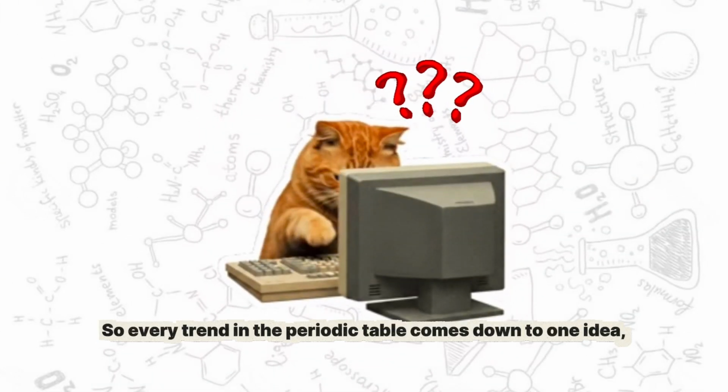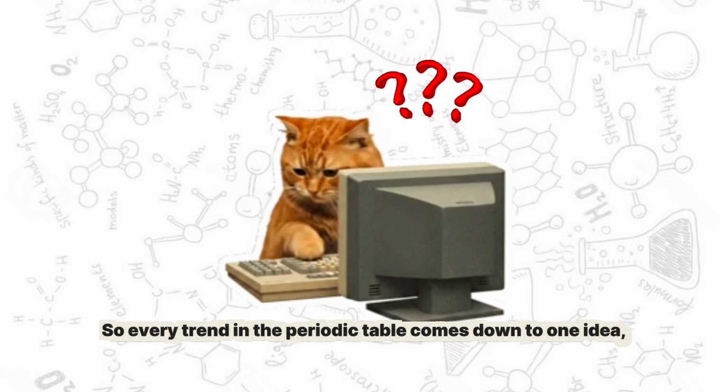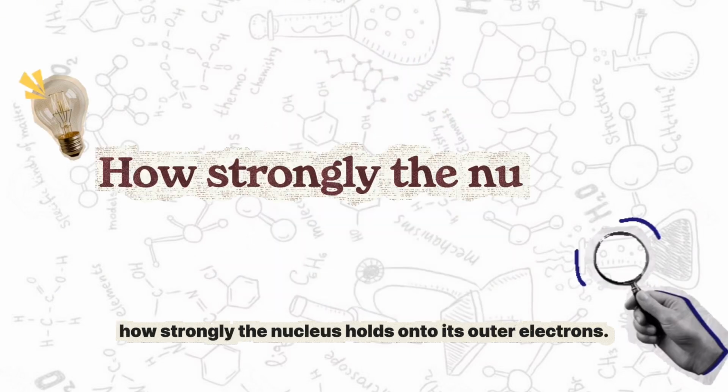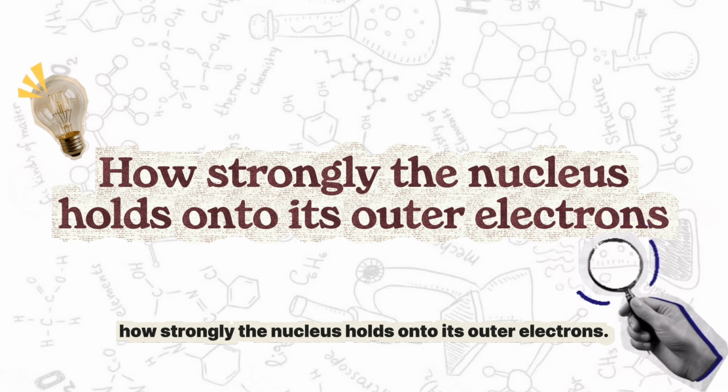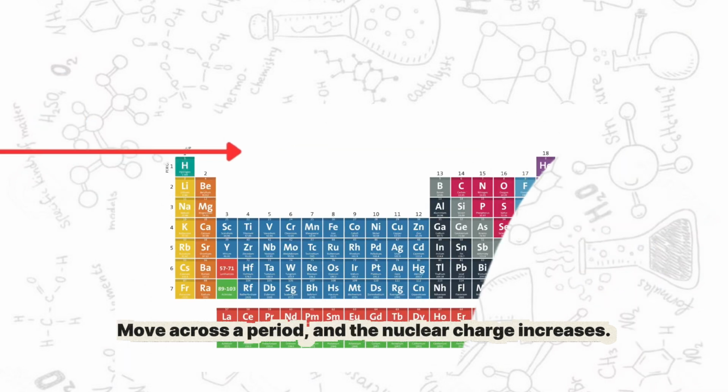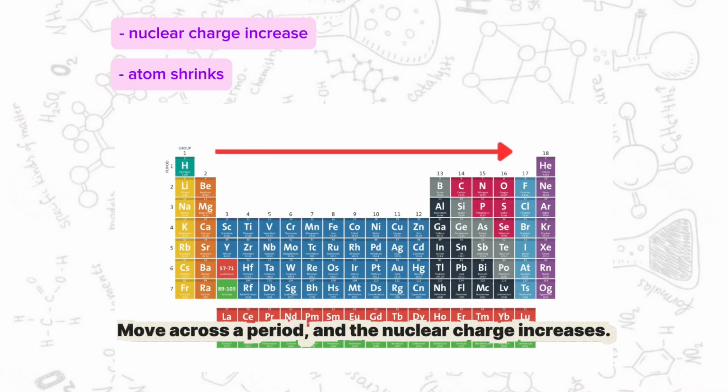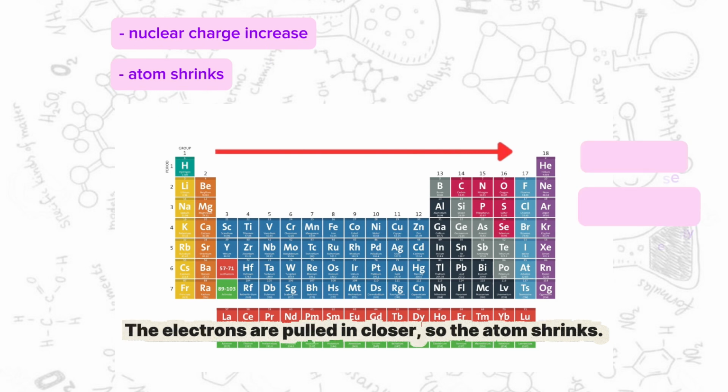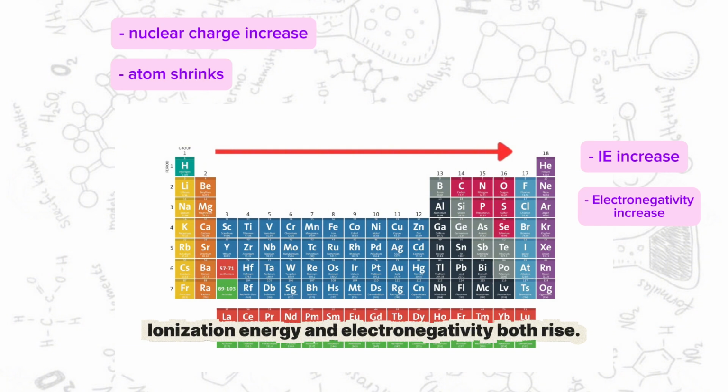So, every trend in the periodic table comes down to one idea: how strongly the nucleus holds onto its outer electrons. Move across a period, and the nuclear charge increases. The electrons are pulled in closer, so the atom shrinks. Ionization energy and electronegativity both rise.